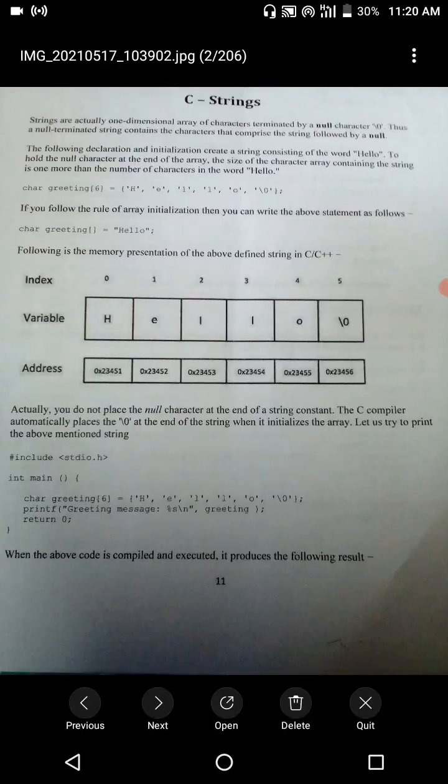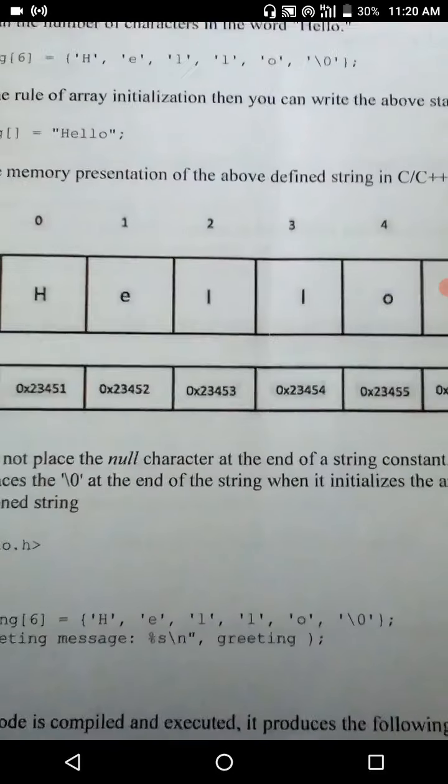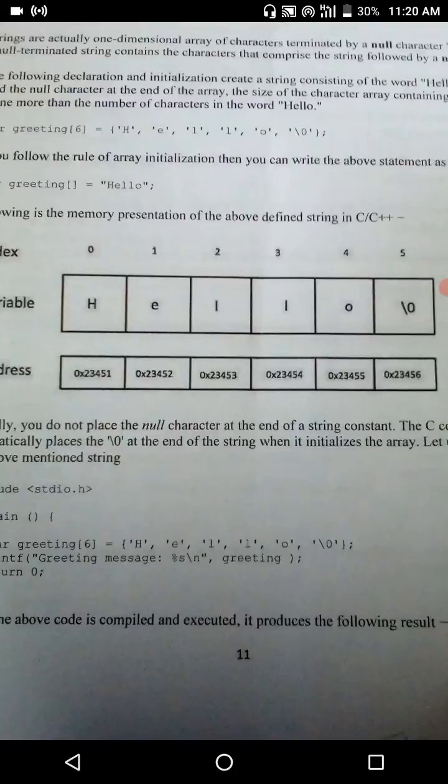The index will be 0 to 5, because the index, otherwise the position, is taken from 0 to n minus 1, otherwise size minus one. So here, character greetings of 6, they have taken each character of HELLO. See how each character is enclosed: each character is enclosed by single quotes, and that is terminated by \0.